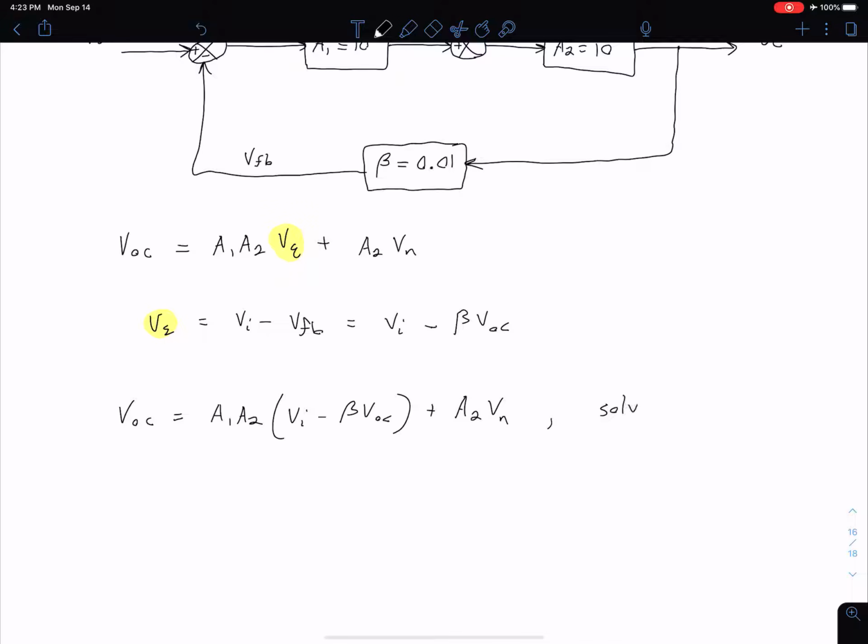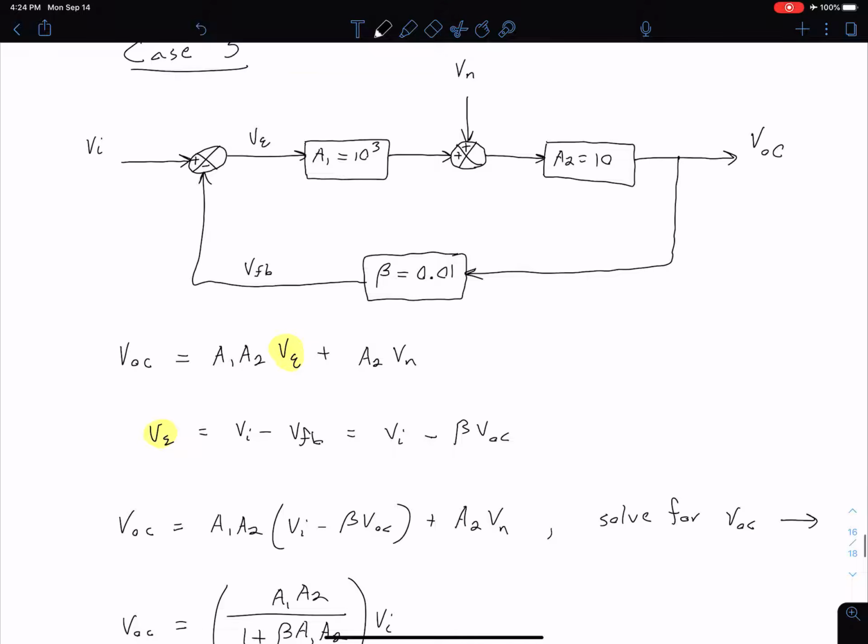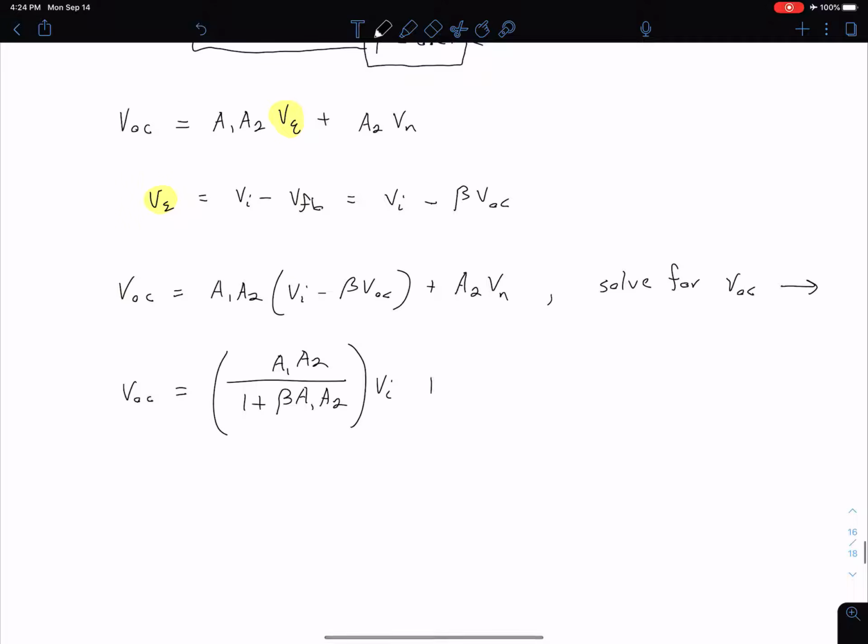So what we can do with this equation now is solve for our VOC. And if we do that, what we'll get is that our VOC is equal to A1 times A2 divided by 1 plus beta A1 A2, all of that being multiplied by VI, so that's our signal that's being input on the far left of our block diagram. And then we also have a second term, which is A2 divided by 1 plus beta A1 A2, all of that multiplied by our noise.